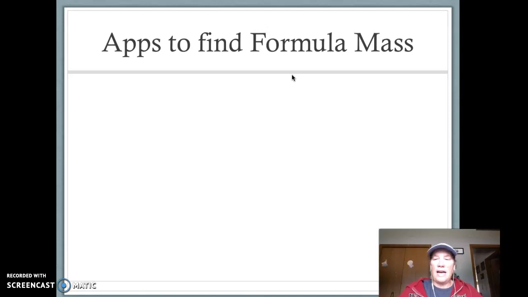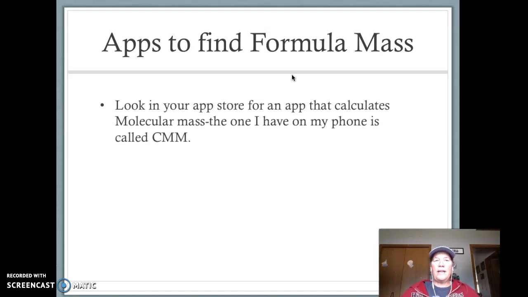It doesn't have to be the exact same one I have because I think there's a few. That one is great. It's free. Make sure you get a free app. You don't have to pay for them because there are all kinds of them that are free. Again, you're just looking for where you type in the formula and it gives you the mass. Look in your app store for an app that calculates molecular mass. The one I have on my iPhone is CMM. It works great. If you have an Android, it might be a little different. The icon for the CMM is all white and it says CMM and has like scribbles on it.